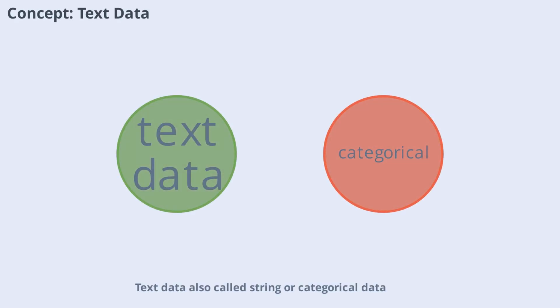Text data, also called string or categorical data, includes any information made up of letters, words, or symbols. It's used for names, categories, and descriptions. Text data can't be used in calculations, but it's vital for grouping, sorting, and analyzing qualitative information.